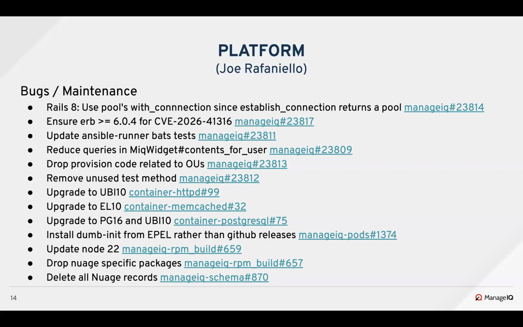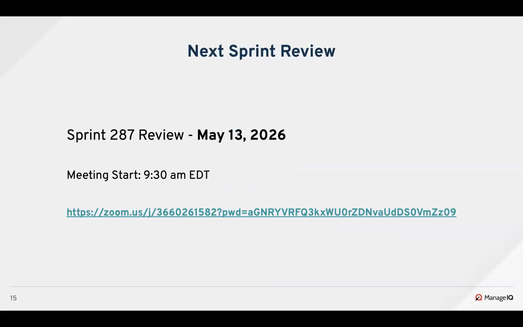Gilbert updated to Node 22 in RPM build. And Adam dropped Nuage specific packages in RPM build. And he also deleted all Nuage records in Schema. Next slide, and back to Jason.